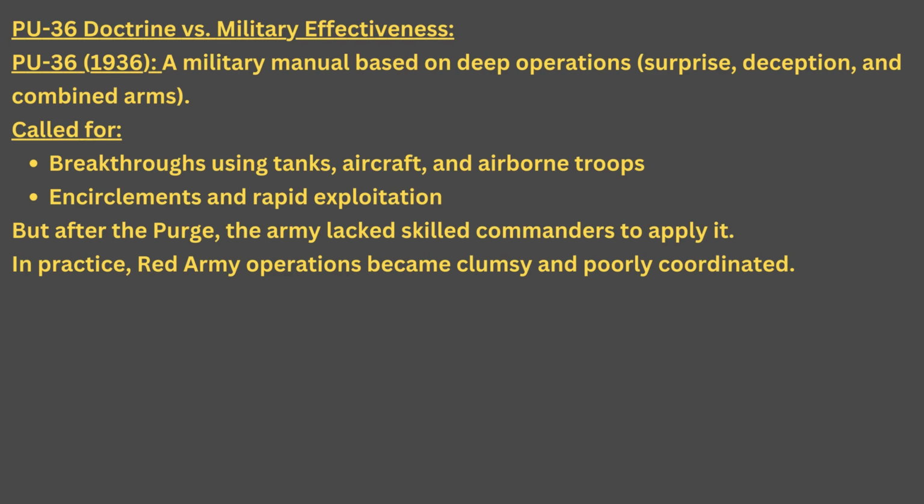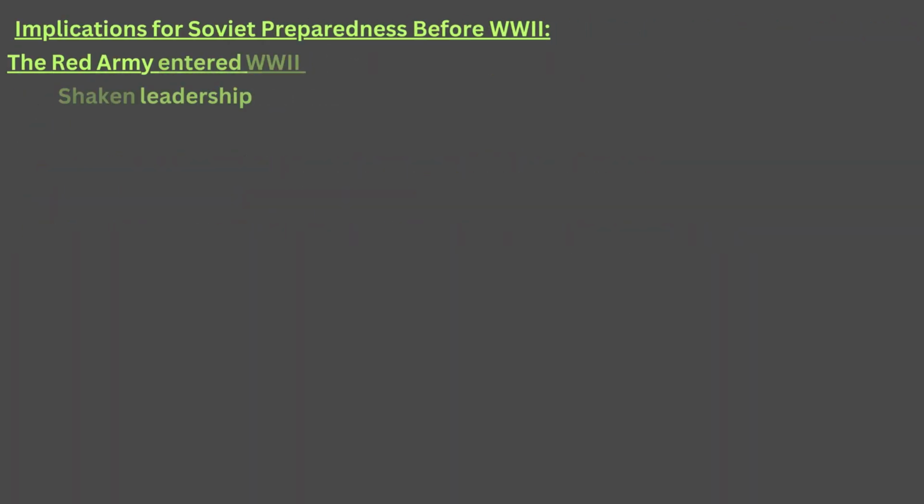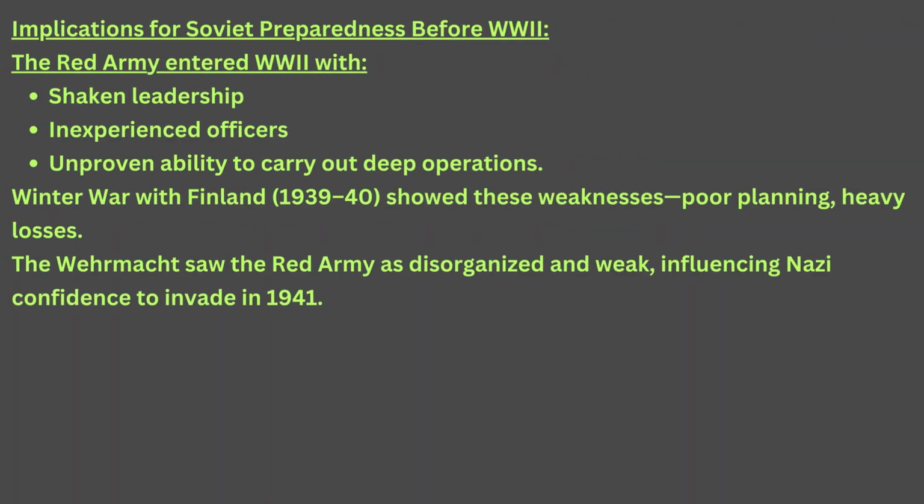Part 3. Implications for Soviet preparedness before World War II. By the time the Red Army entered World War II, it faced serious problems: shaken leadership, inexperienced officers, and unproven ability to carry out deep operations. These weaknesses were exposed during the Winter War with Finland, 1939-40. Poor planning, heavy losses, and overall disorganized military effort.